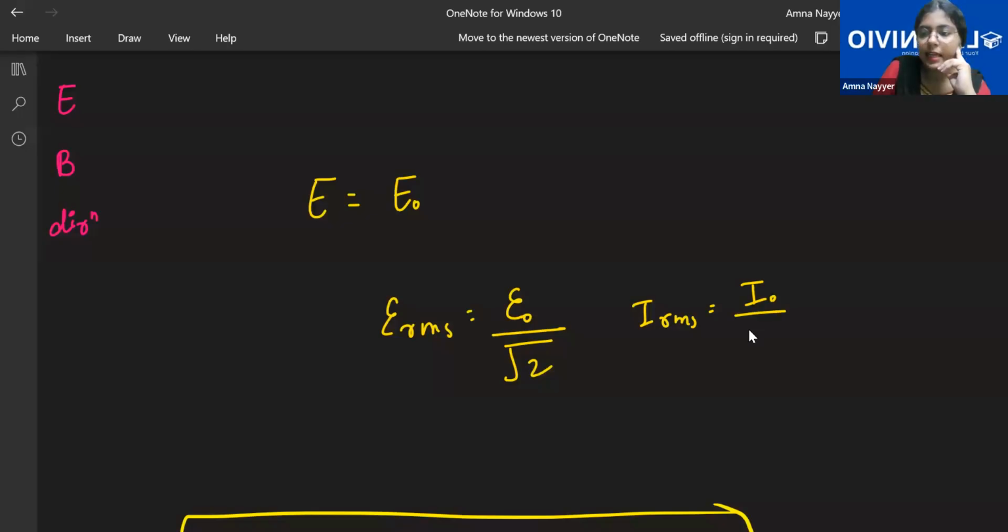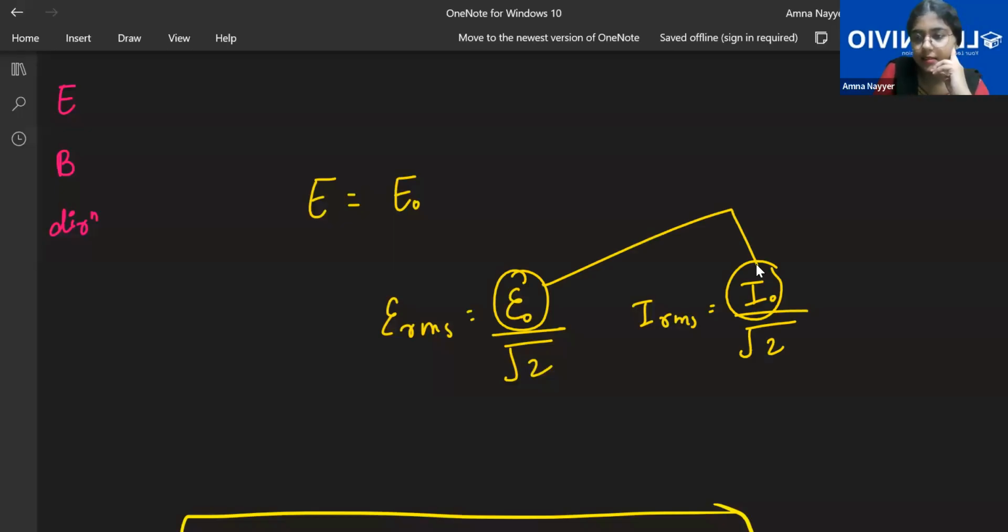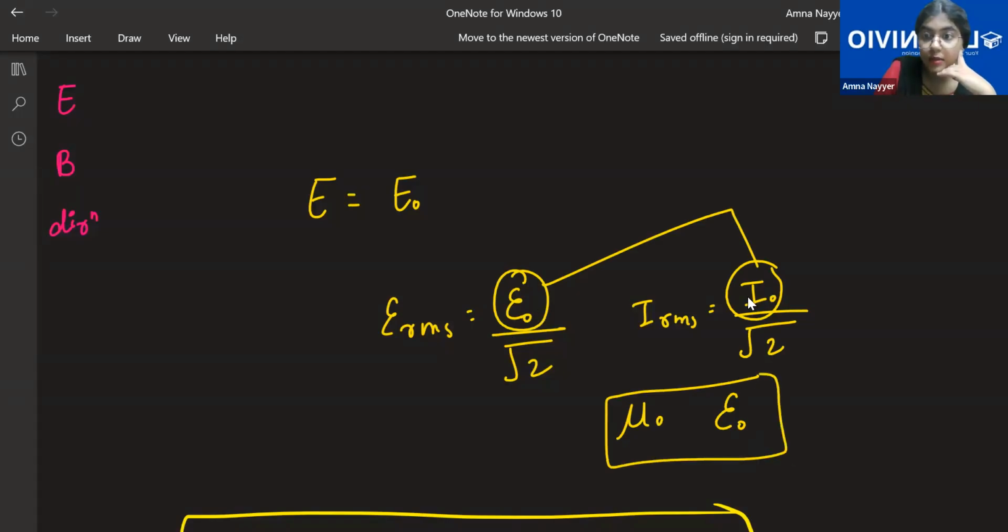Now tell me one thing. What are these? Those were in air, in its pure form, like mu naught or epsilon naught. This is not the electric field, this is not the current in air and EMF in air. That was your mu naught, E naught, I naught, B naught that we wrote. That was for air. This isn't for air.